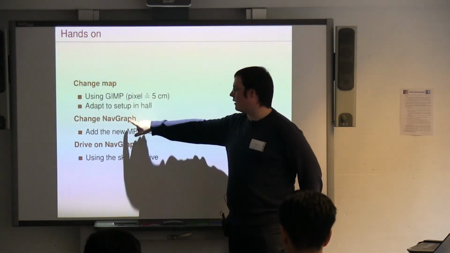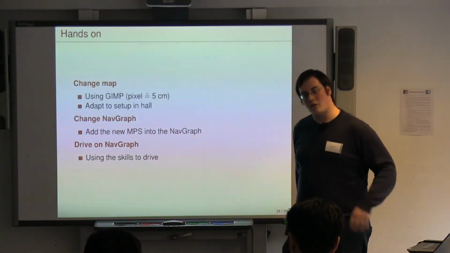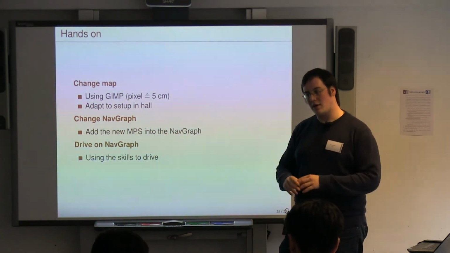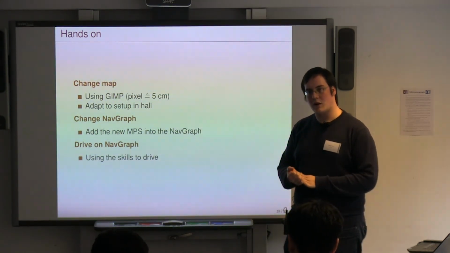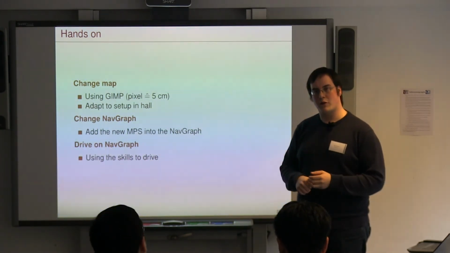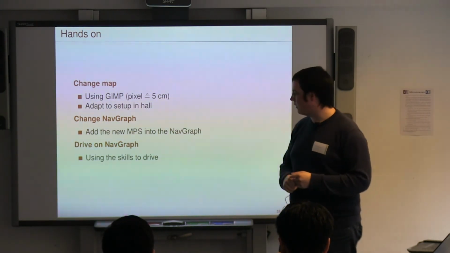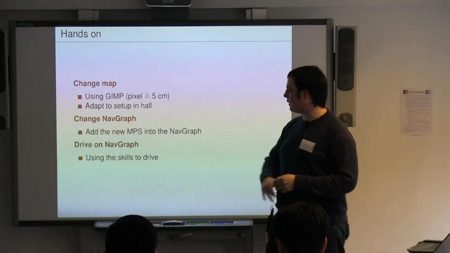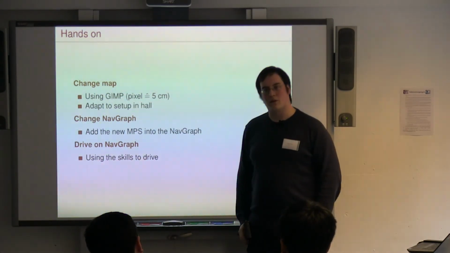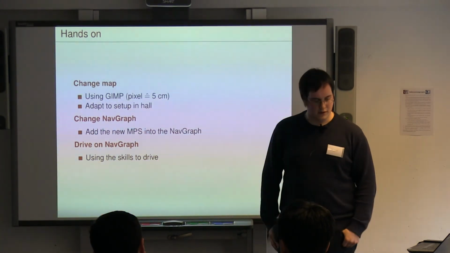If you're done with that, you need to create the nav graph, and it's 3 MPSs in this example, so you need to create the MPS points with the properties that are described, which you can copy from our previous nav graph, but the rest needs to be done totally new. And if that's done, you need to drive on the nav graph with the skills and just get used to what happens if you call which skill.